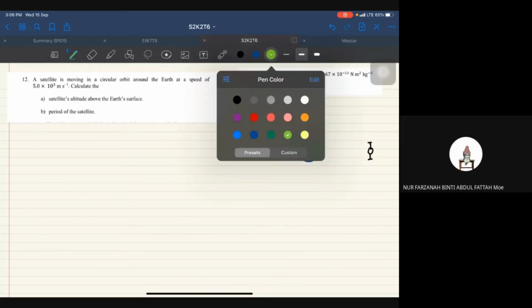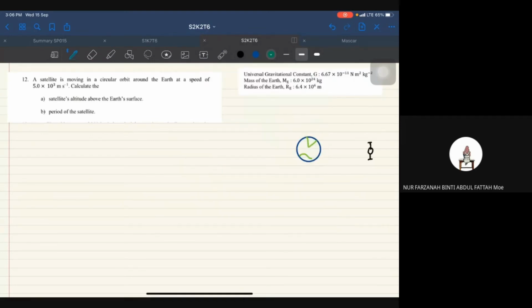Okay. Tak tahu map apa tu. Dia kata benda ni orbit around the Earth, satellite ni. Okay. They give you the speed. So ini speed apa? V lah kan? V escape ke bukan? Bukan. So ini tak ada kena-mengena dengan V escape tadi. It's two completely different things.